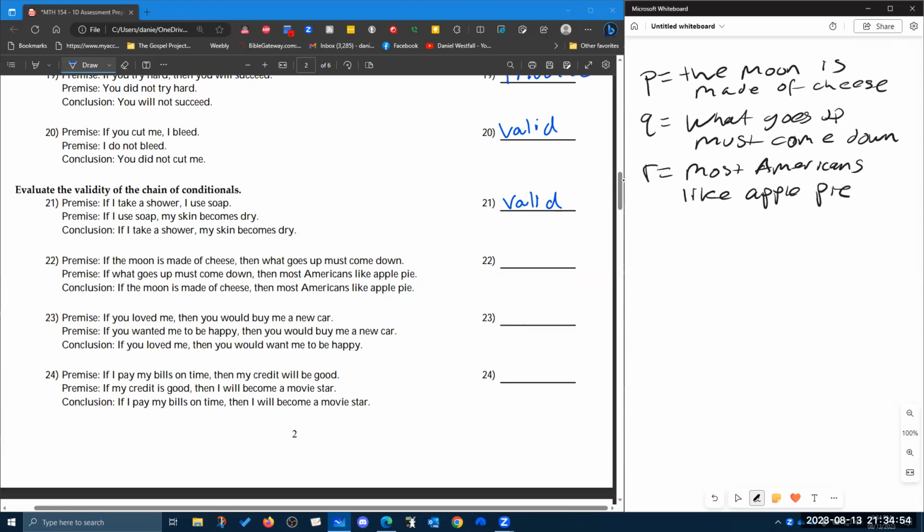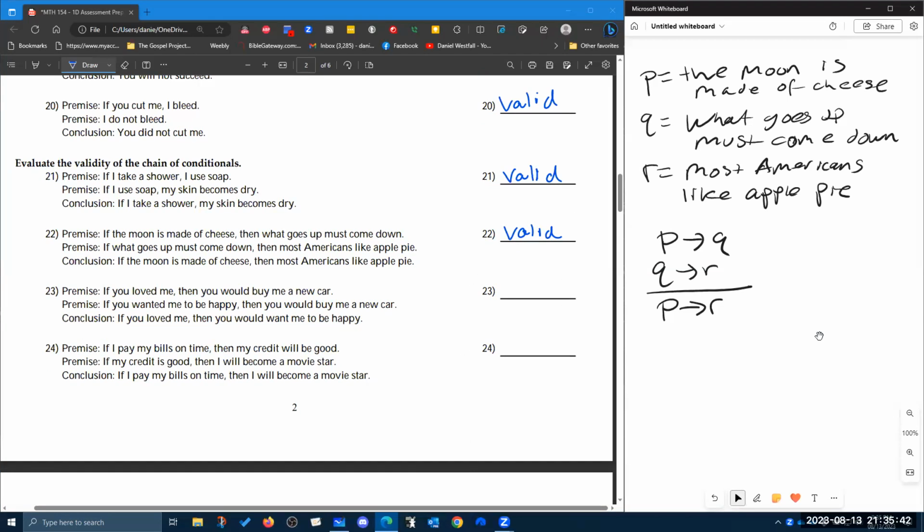Okay, so we're going to say P implies Q, Q implies R, therefore P implies R. It's the same, that's the same form as before. So that's valid. So that's also the transitive property.